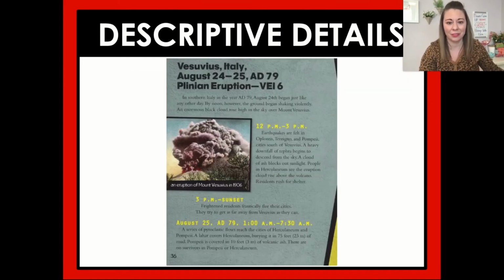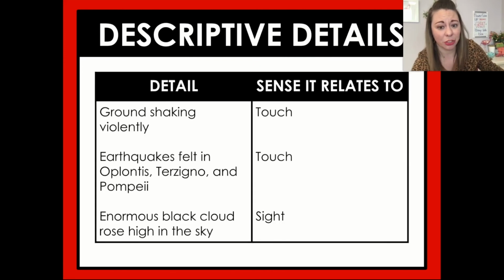And then lastly, let's see. Remember that enormous black cloud that we talked about before? We could include that as well from that first paragraph. An enormous black cloud rose high in the sky over Mount Vesuvius. That's sight. What did we see? Black cloud. Again, all these details are helping relate to our senses so we can get a better understanding of the text.